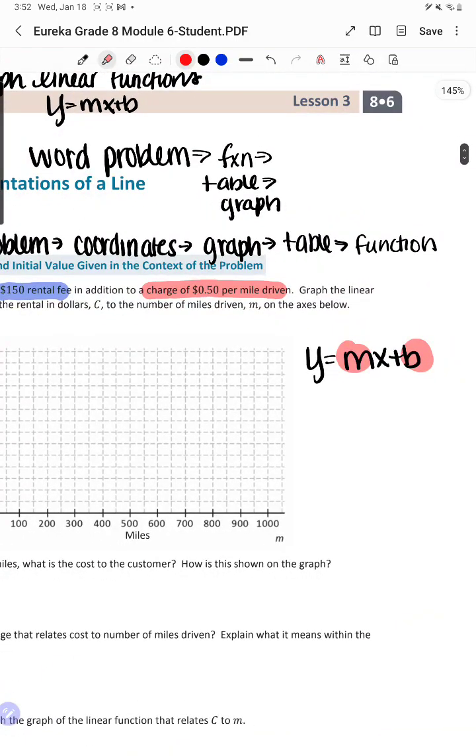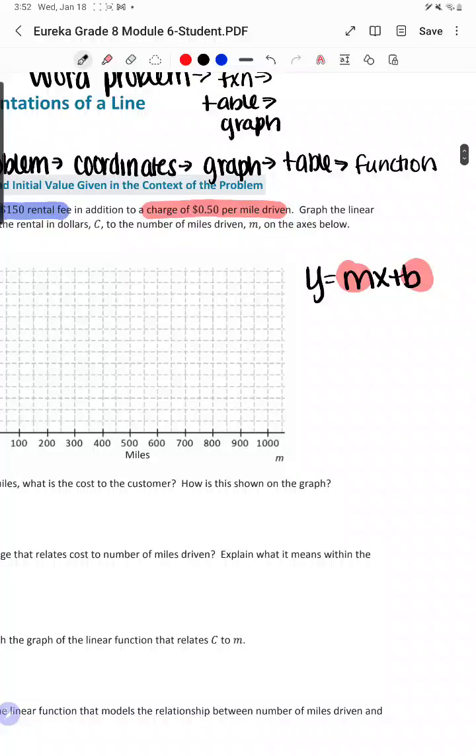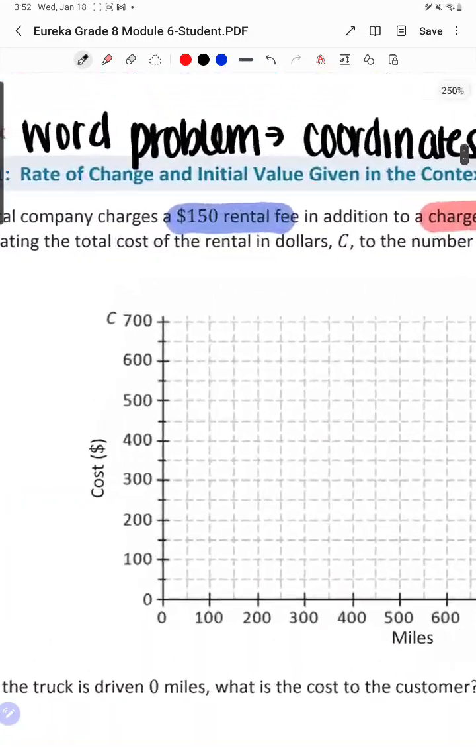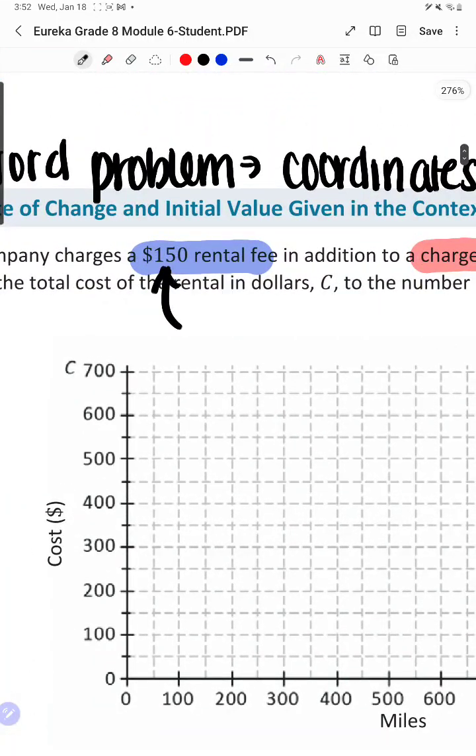Okay, so you should have answered those questions. Now, if you look here, you see this $150 rental fee. This $150 rental fee occurs once, which means that this is our b.